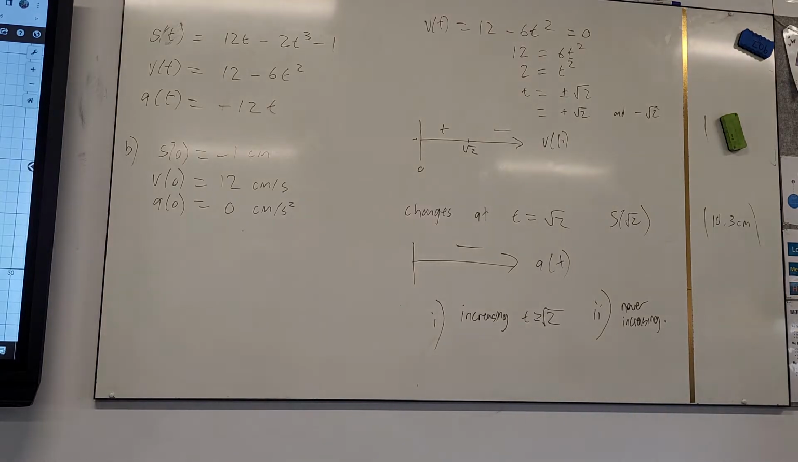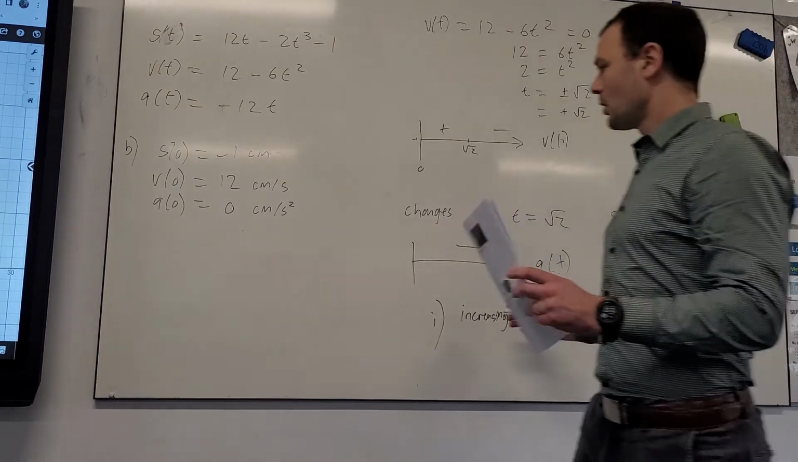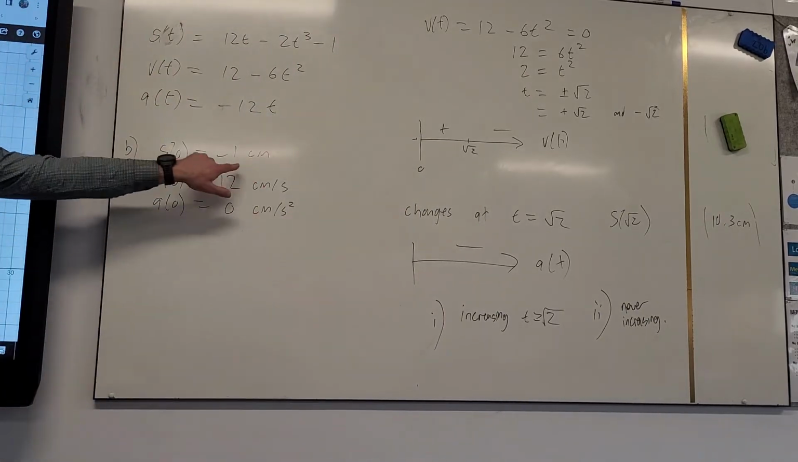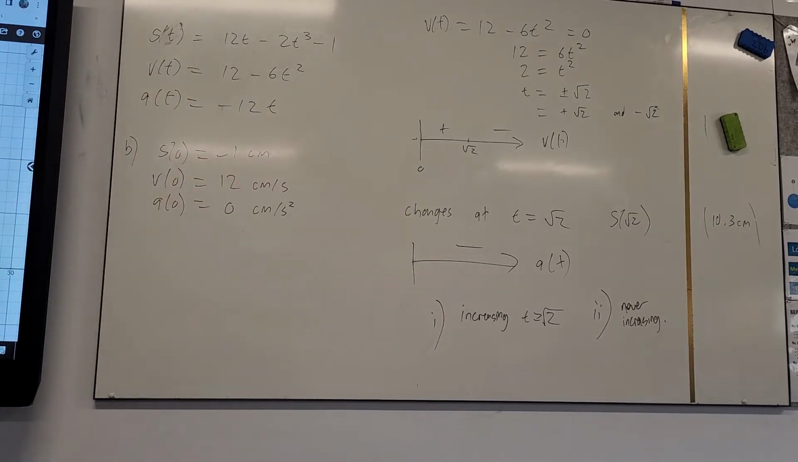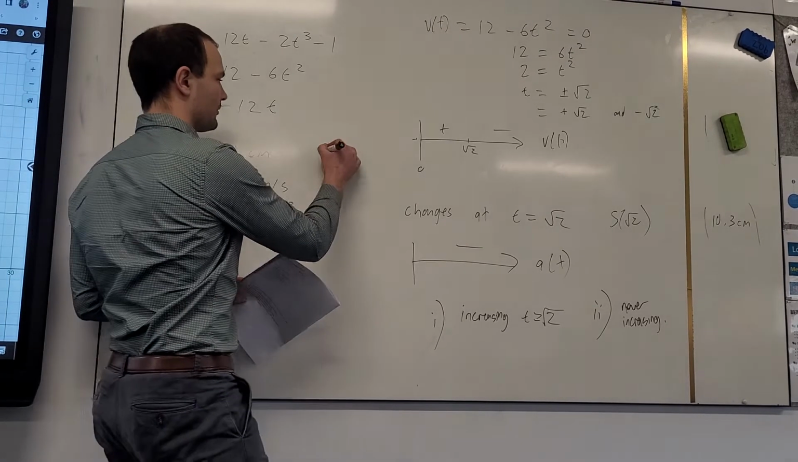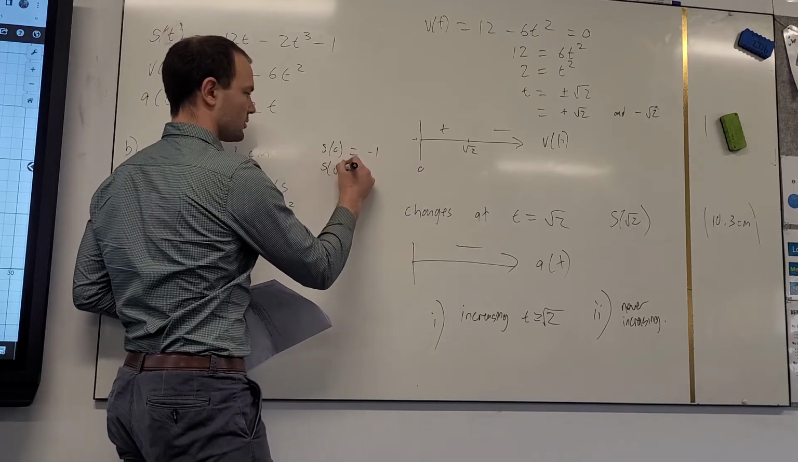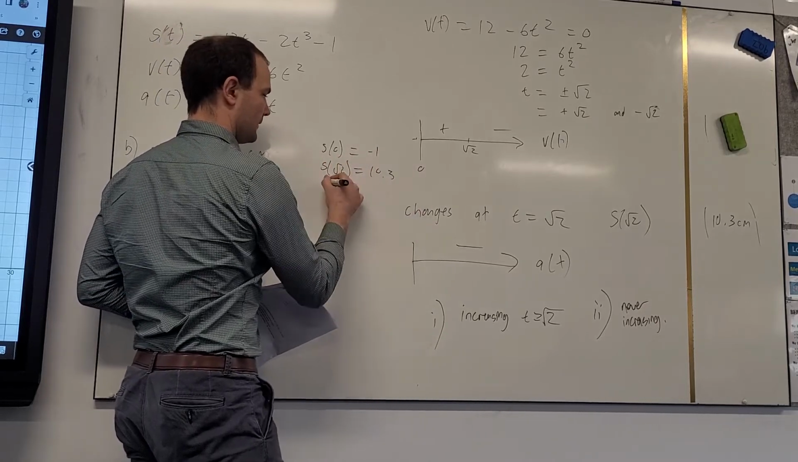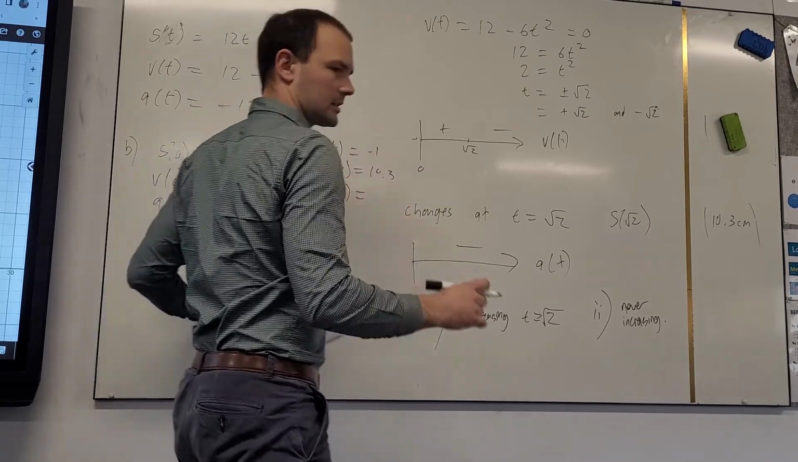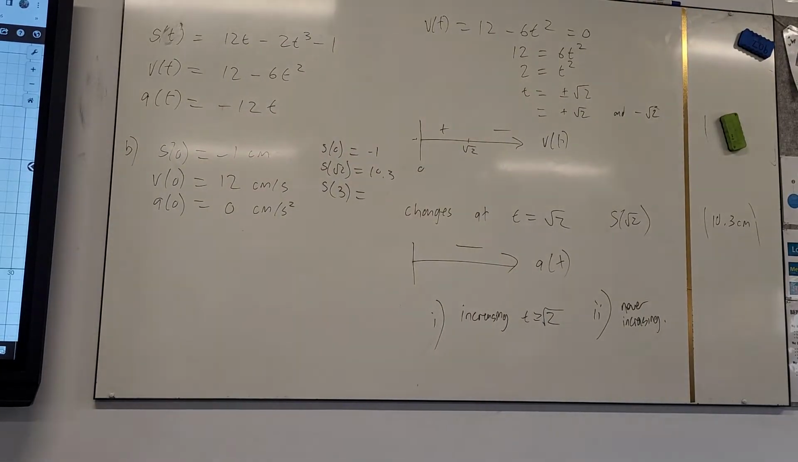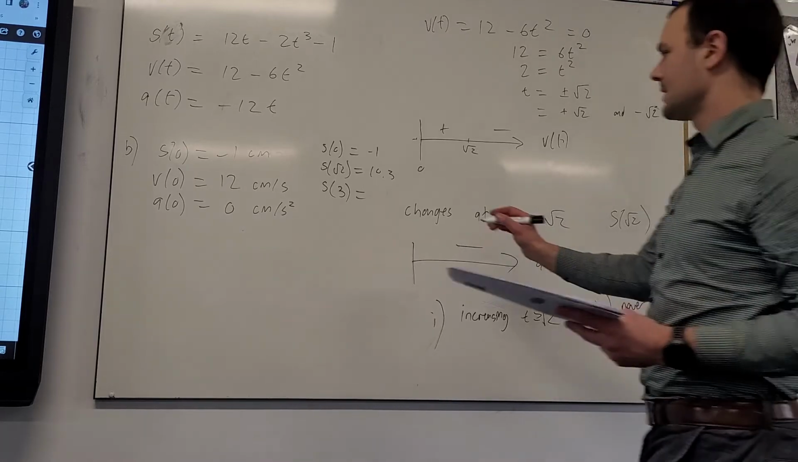Okay, last one, draw a motion diagram for the particle. So for a motion diagram, we need the initial condition, we need where it changes direction and then some third point, some sort of final point. So let's write those down. We've got s of 0, which was -1. We've got s of root 2, which was 10.3. And then if you do s of 3, let's calculate that very quickly. When x is 3, what's my s value? It's like minus 19.